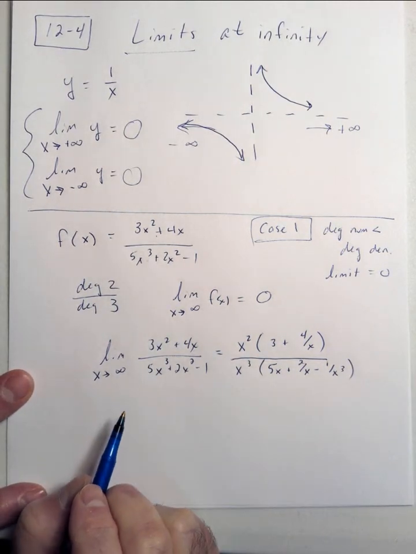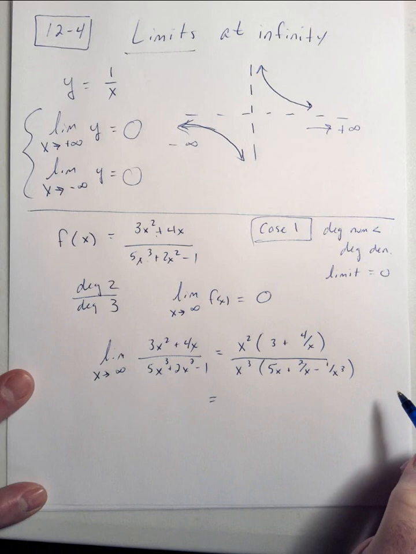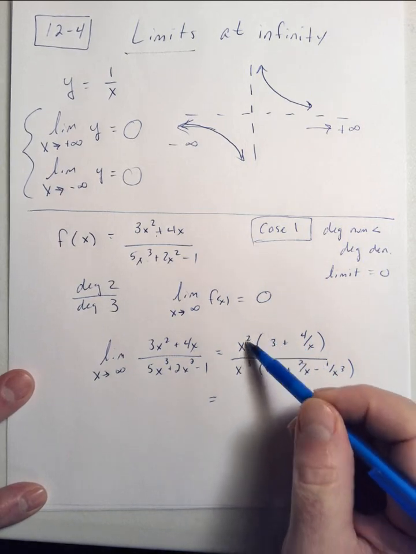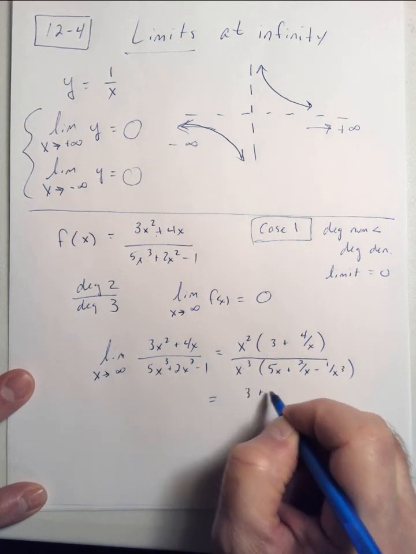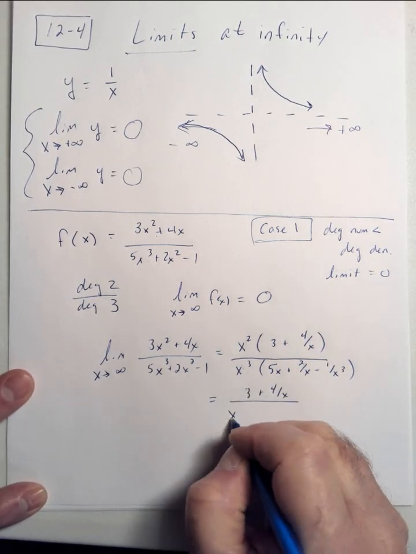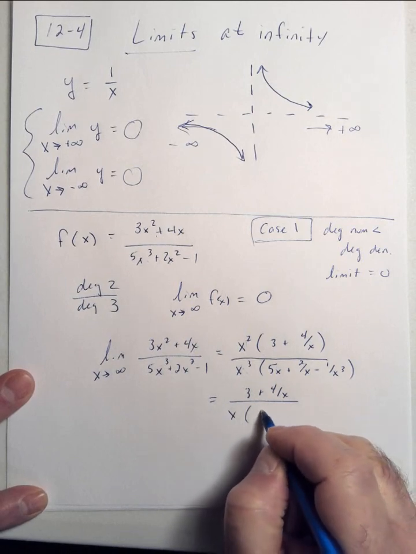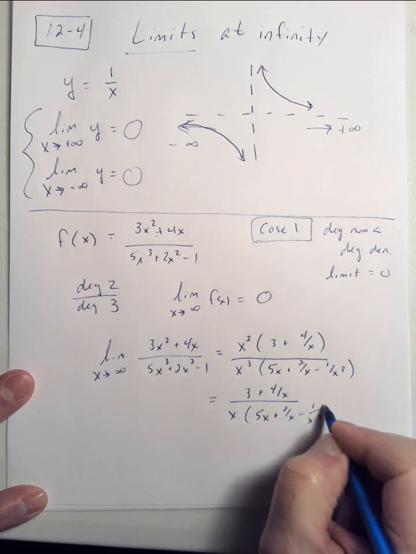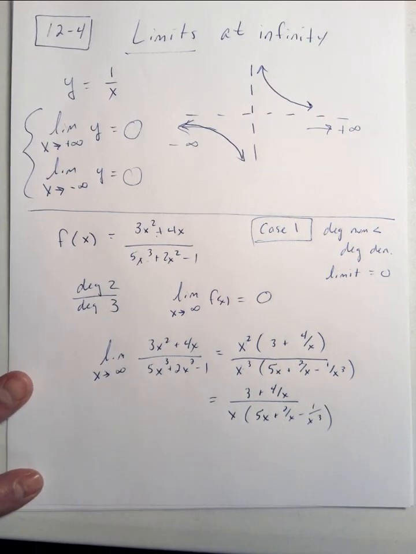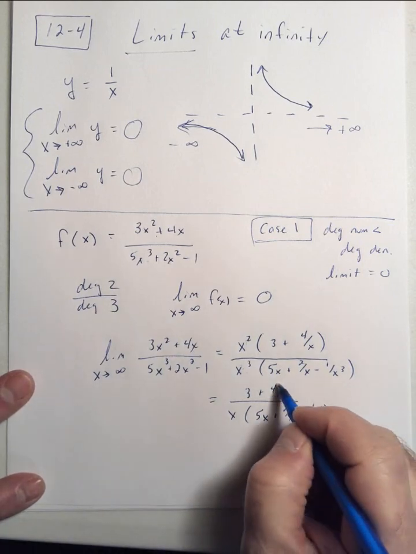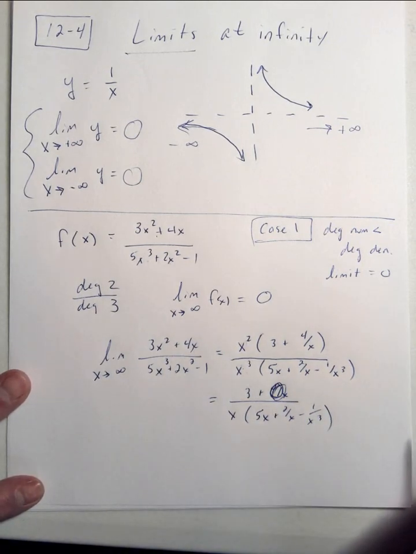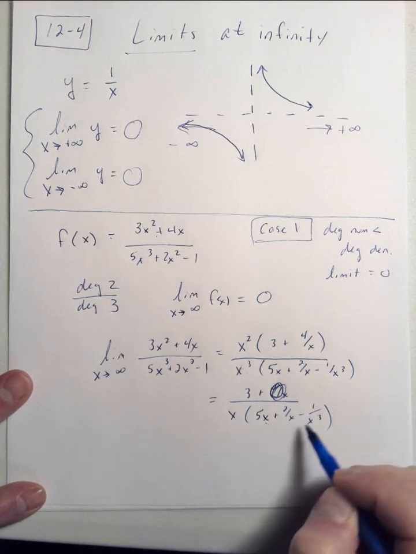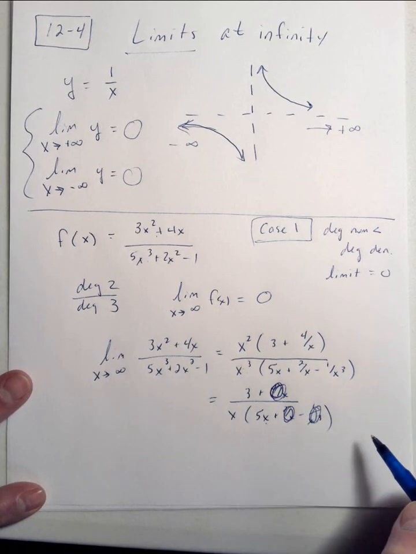And then when I look at limits at infinity here, I know that this right here reduces to 1 over x, so I have 3 plus 4 over x times 1 over x over 5 plus 2 over x minus 1 over x cubed. So again, then applying the limit, we know 4 over x goes to 0. We know 1 over x goes to 0, 2 over x goes to 0, and 1 over x cubed goes to 0.